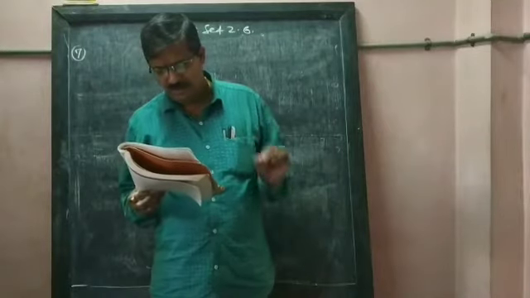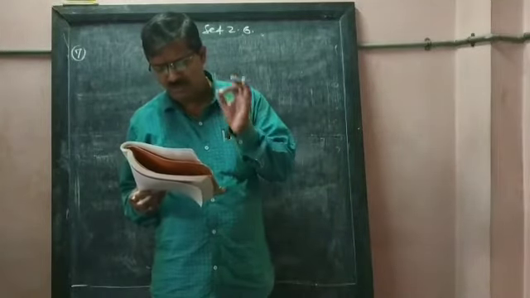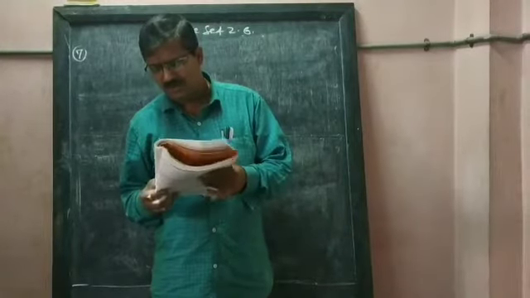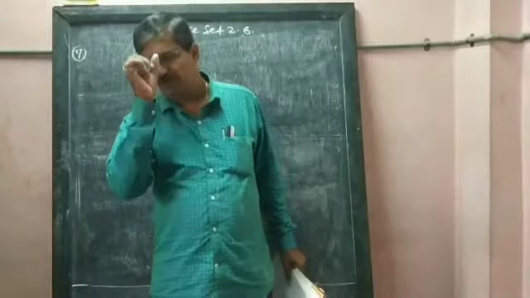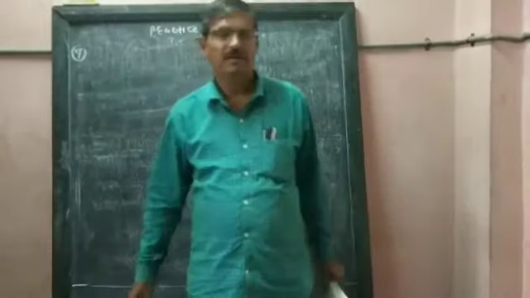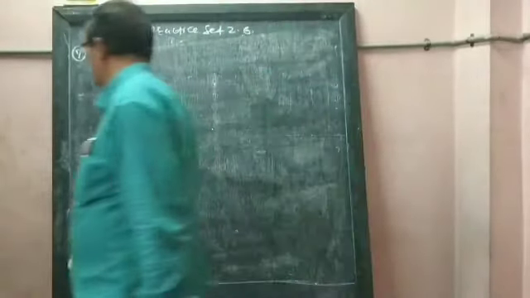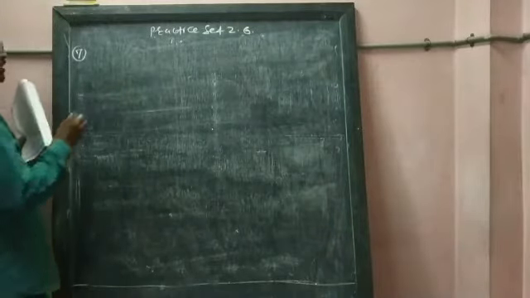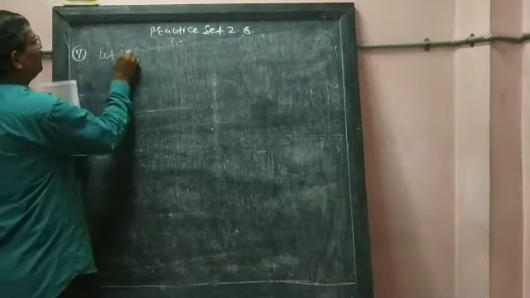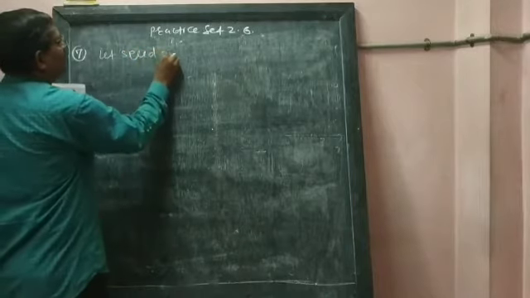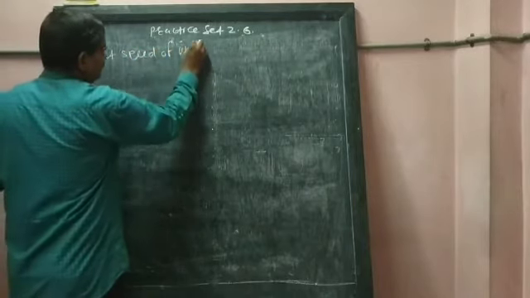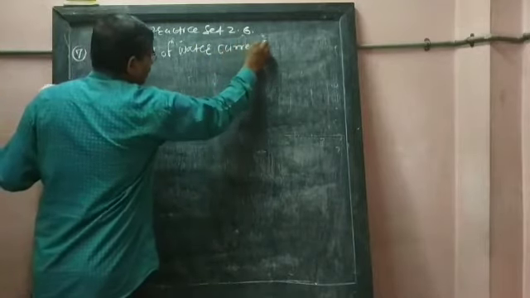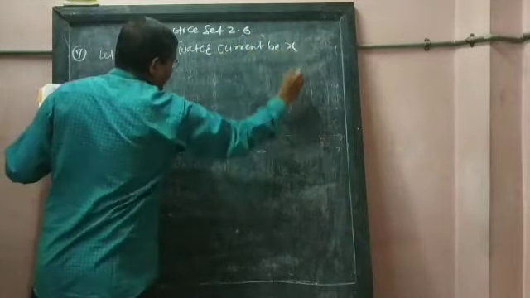The speed of the boat in still water is also mentioned, 12 km per hour. Find the speed of the water current. What is told to find, that you should consider as x. Therefore here, let the speed of the water current be x.